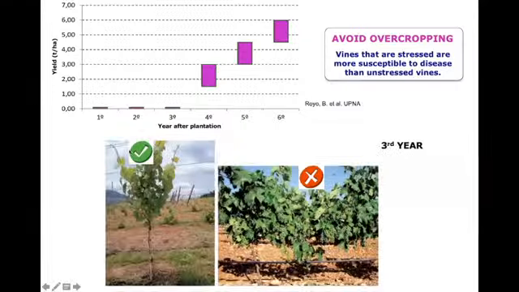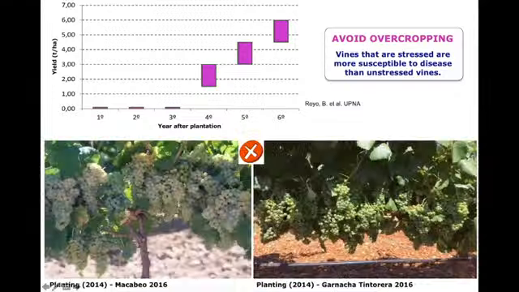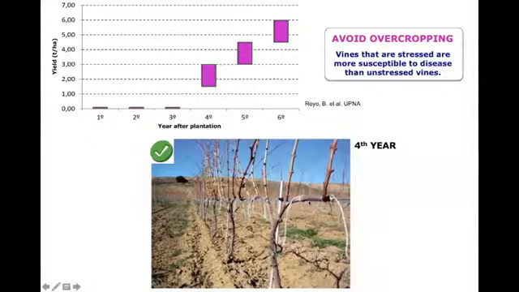In the third summer, we are ready to train our plant, so growers must also remove the fruit from the vine and avoid this situation. Here we can see clear examples of overcropping 2 years after planting. And finally, in the fourth year, we have our lovely vineyard already trained and ready for getting this yield during harvesting. Well, this would be the ideal situation, sometimes difficult to obtain in many grape growing regions.